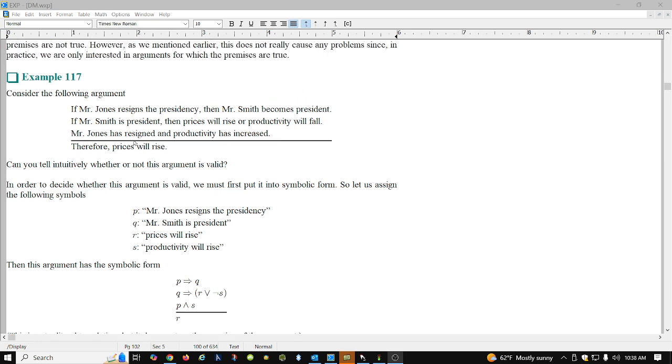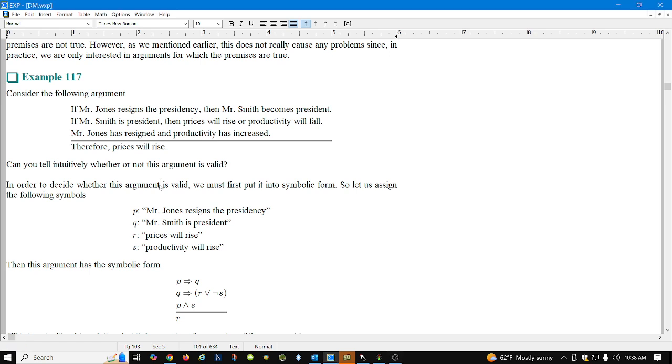Another argument. If Mr. Jones resigns the presidency, then Mr. Smith becomes president. If Mr. Smith is president, then prices will rise or productivity will fall. Mr. Jones has resigned and productivity has increased, therefore prices will rise. Can you tell whether this argument is valid or not? I think you probably could if you spend a little bit of time thinking about it. But it's more complicated than the previous ones.